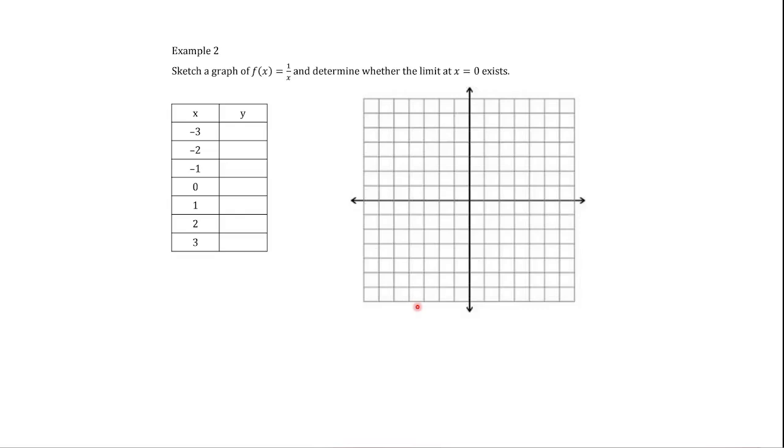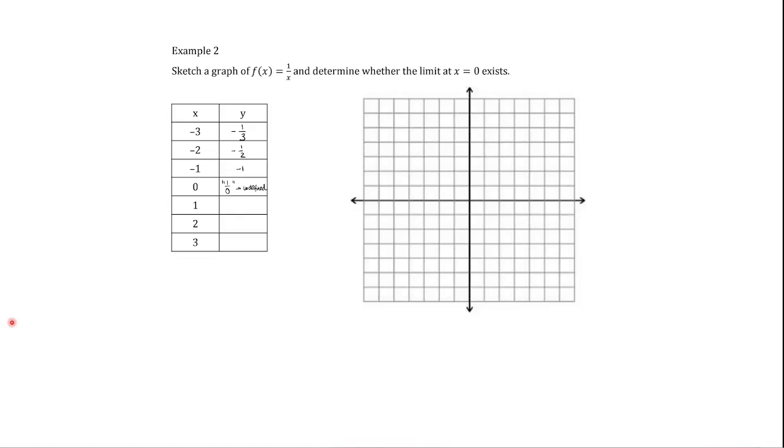Example 2, sketch the graph of f of x is equal to 1 over x and determine whether the limit at x is equal to 0 exists. All right, so here again, we have a rational function. We have a table of values. Let's fill it out. At x is equal to -3, y is going to be equal to -1 over 3. At x is equal to -2, y is equal to -1 over 2. At x is equal to -1, y is equal to -1. At x is equal to 0, we are going to have 1 over 0, which is of course undefined.